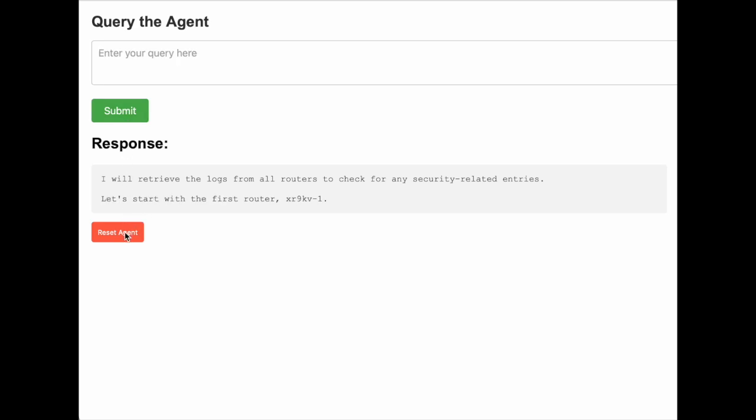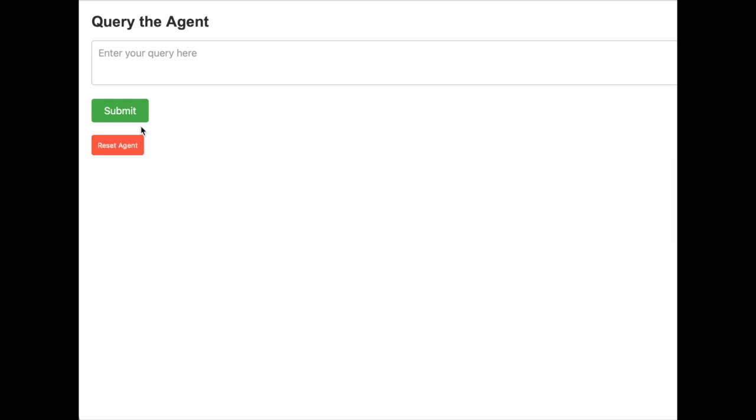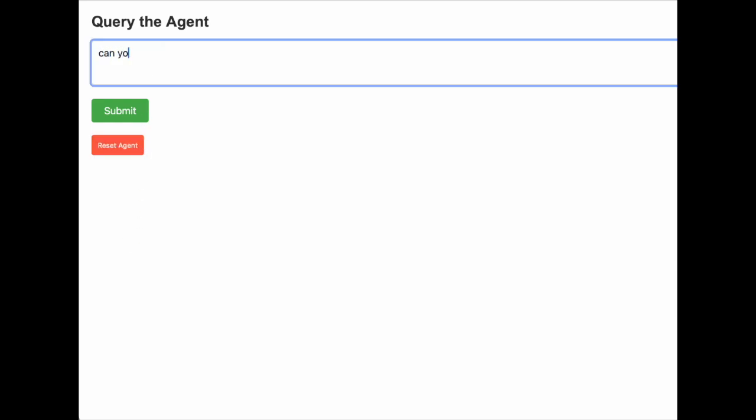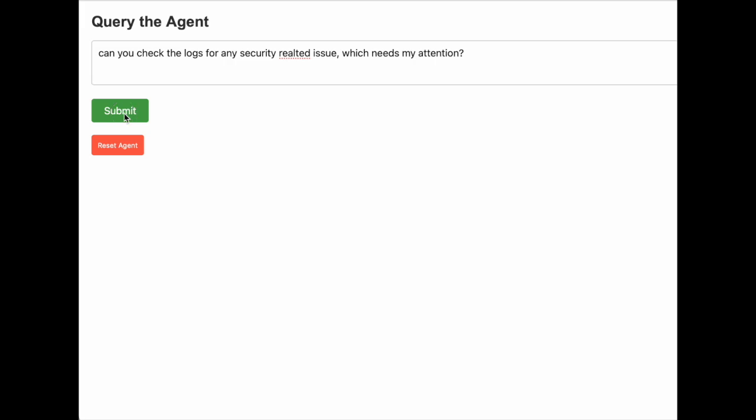I think it got stuck. Let me reset the agent. Can you check the logs for any security related logs? Needs my attention. See if that works now.